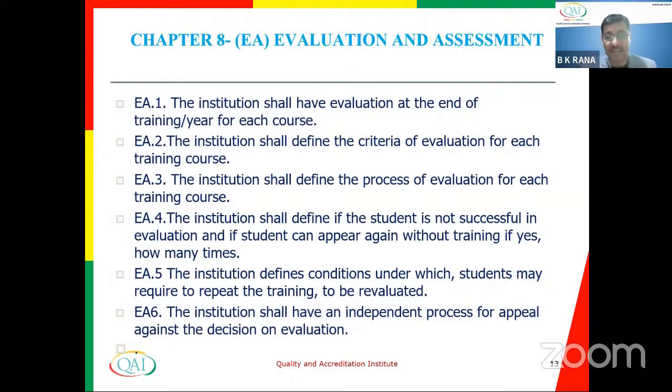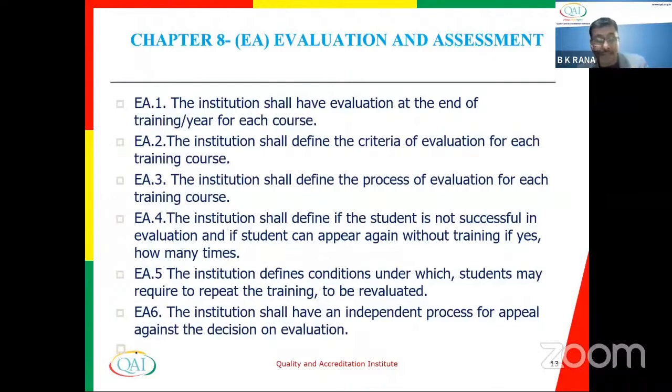Same thing which I covered in E4, that you define whether the student can just come and attend or walk through the test and see the results, whether it's pass or not, or they have to come again. It means reappearing all the modules and the trainings and then undergoing evaluation. The institution shall have an independent process for appeal against the decision on evaluation. So there should be a process for appeal.